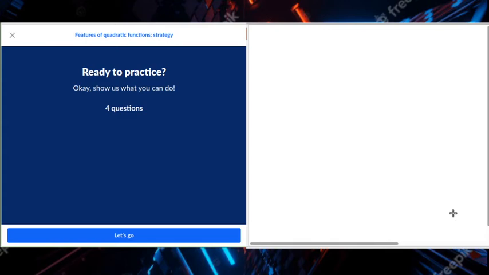Okay, we've been working with lots of different forms, and last time we were working with standard form. Now we're going to talk about which form to use when. The first form we've got is standard form, which looks like y equals ax squared plus bx plus c.